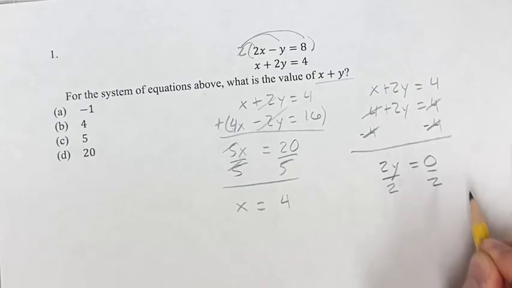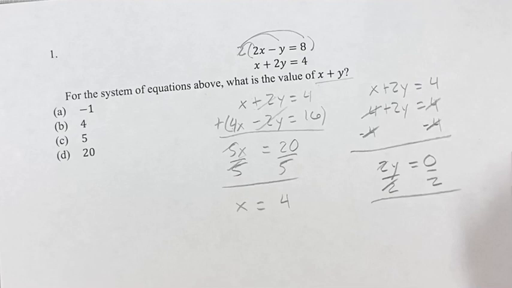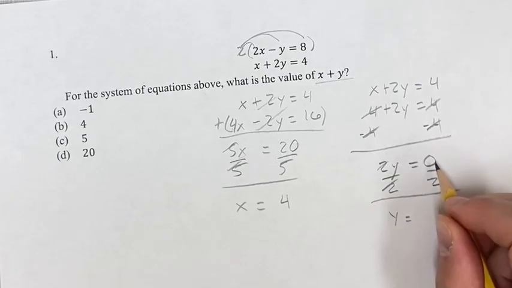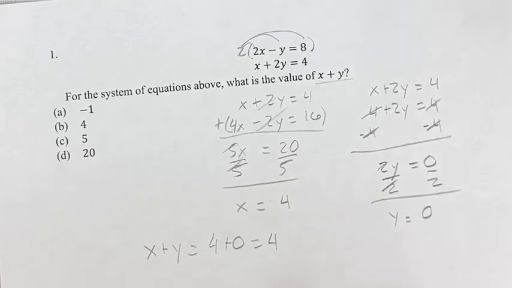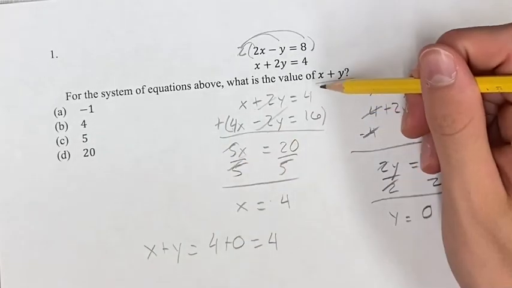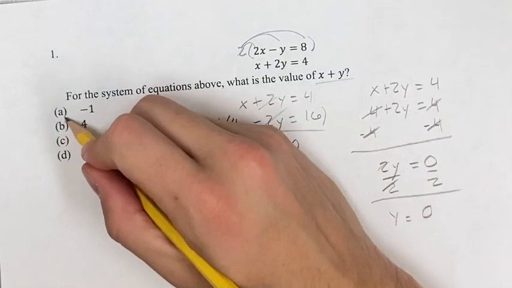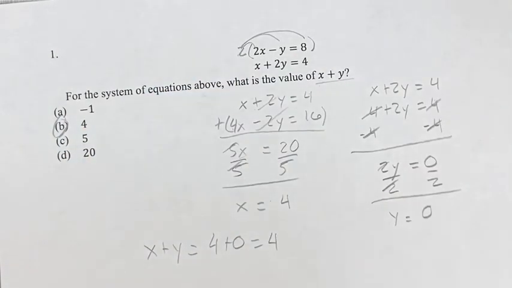Divide both sides by 2. This cancels, and you get y is equal to 0 divided by 2, or 0. So if x is equal to 4, and y is equal to 0, x plus y is equal to 4 plus 0, or 4. So in the system of equations, what is the value of x plus y? 4, or b, is going to be your final answer.